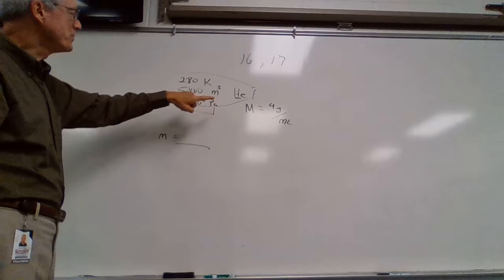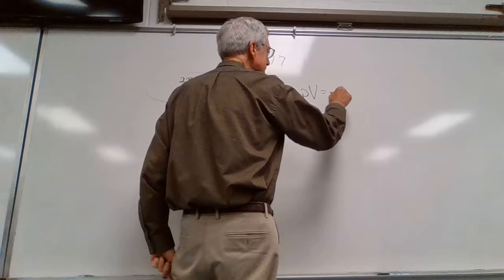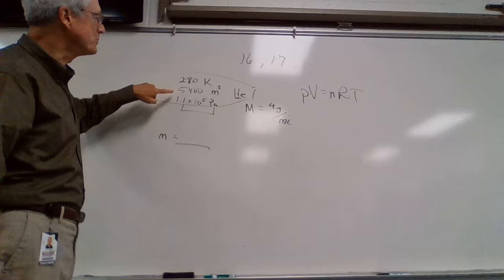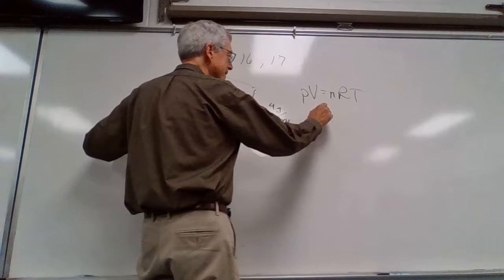We know that because it's helium, we have all these numbers. They remind us of PV equals nRT, and we've got the temperature, the volume, and the pressure, and we know R. Therefore, we can use that to get n. Everybody agree with that? Yes.